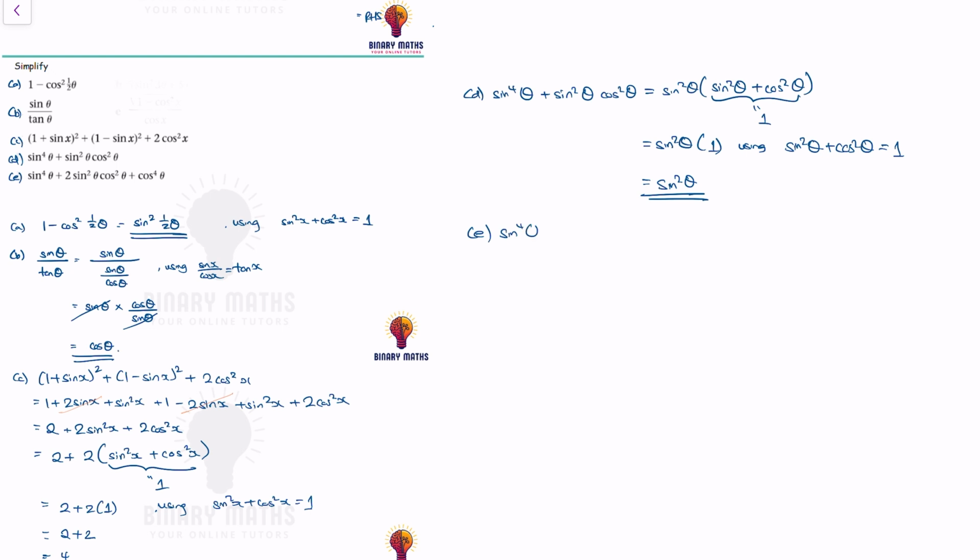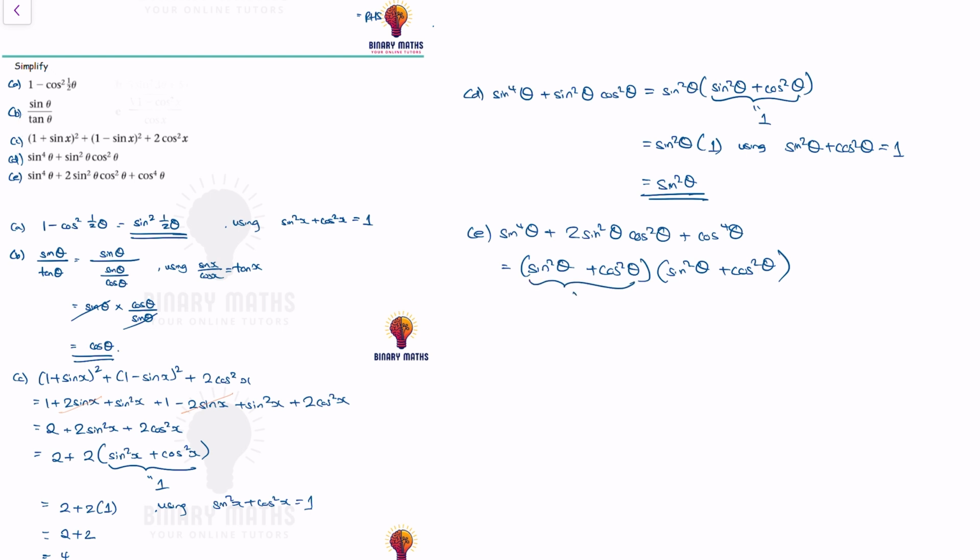Sine to the power of 4 theta plus 2 sine squared theta cos squared theta plus cos to the power of 4 theta. By looking at this, I know that I can factorize this. So if I factorize it, let me just go to the next line. It is the same thing as sine squared theta plus cos squared theta, all squared. Sine squared theta times sine squared theta will give me the sine to the power of 4 theta. When you expand it, you get what you initially started off with.